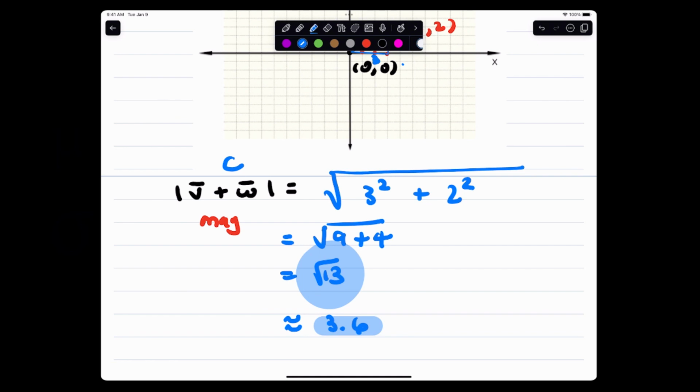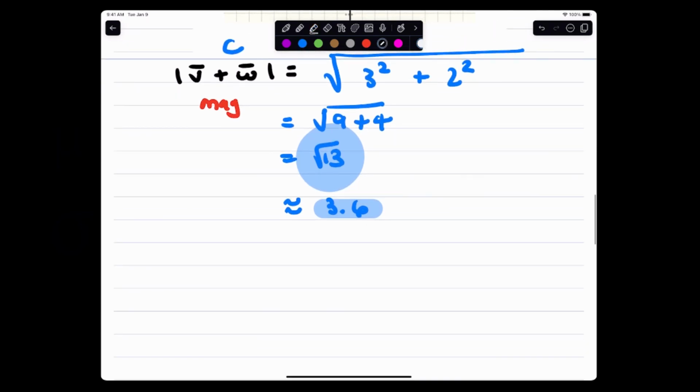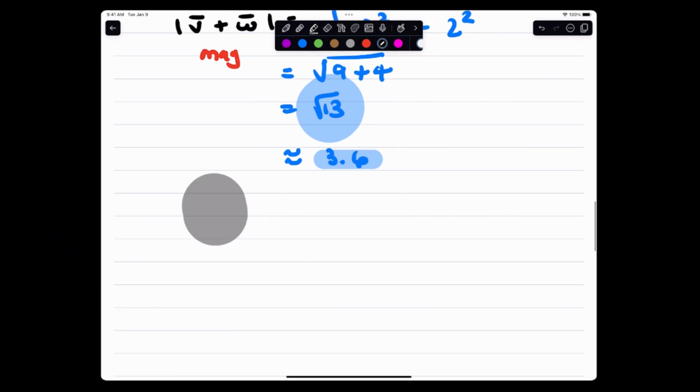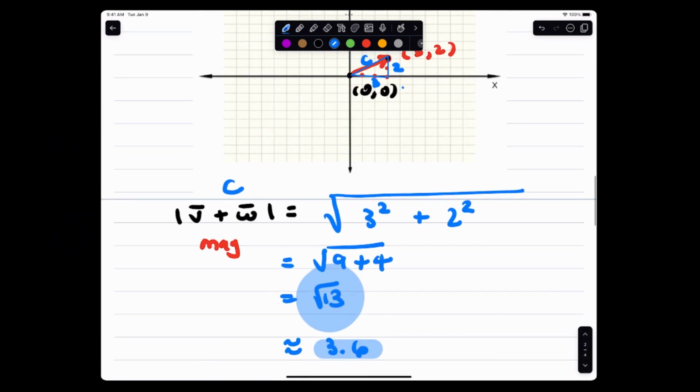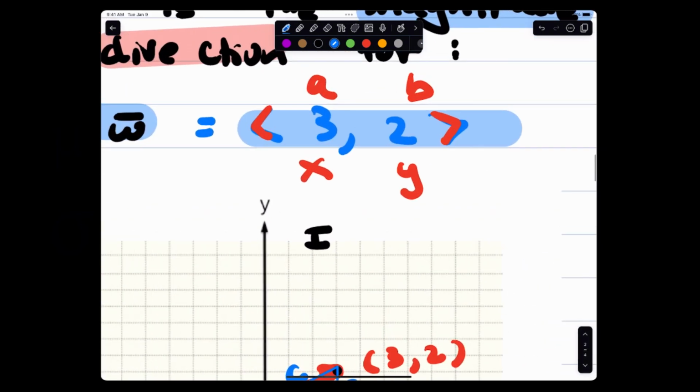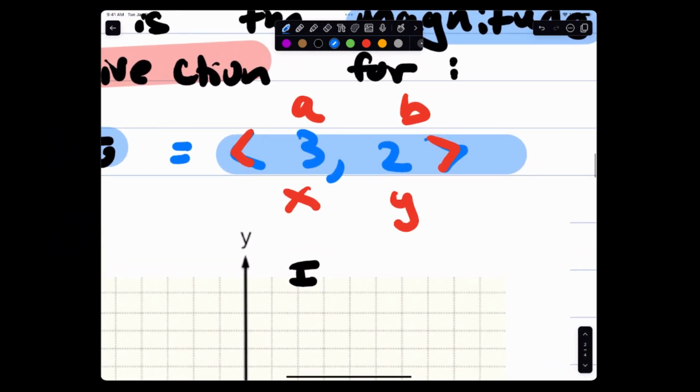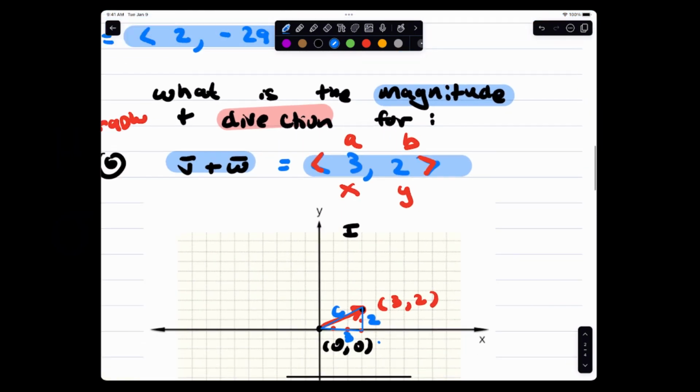So how did we find the direction yesterday? Do you guys remember? Tangent, is that right? So yesterday you say, okay, I need tangent theta to be what? Wasn't that B over A? So in this case, tangent theta is going to be what? Your B value is 2 and A is 3 for this vector. 2, 3.